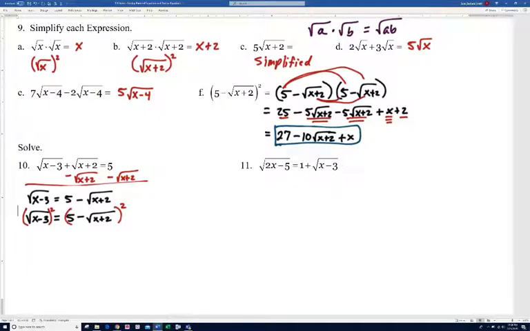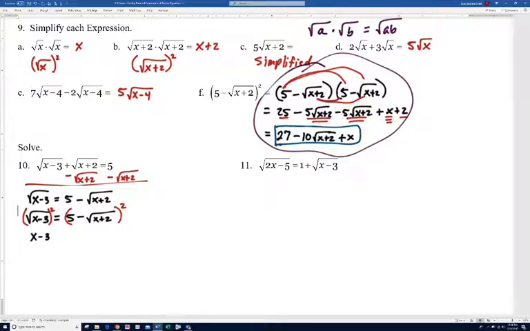Now when we square the left side, that's pretty easy. We're squaring a square root. We're going to get the x minus 3 there. But on the other side, we're going to have to FOIL that. We're going to have to multiply two of those out. Well, we actually already did that right here. And so I'm just going to go ahead and put that answer right there.